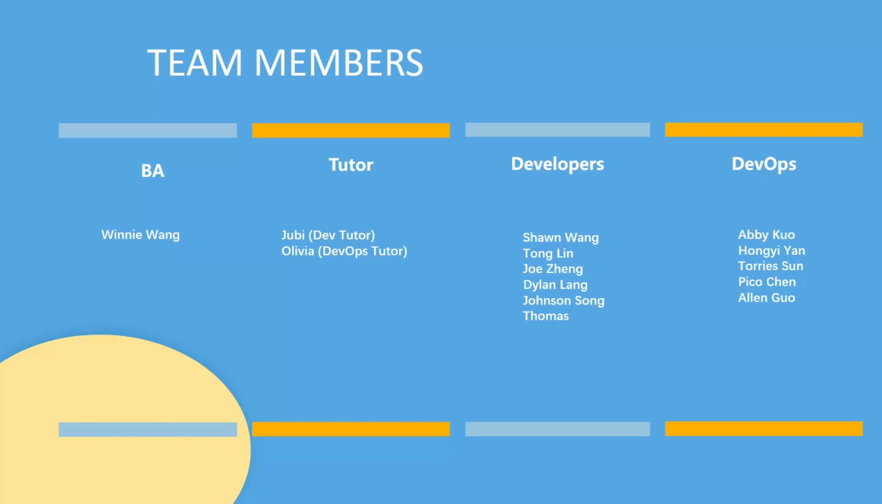Let me introduce our brilliant BA, Winnie Wang, and 2 tutors, Zhubi as deputy tutor, Olivia as deputy ops tutor. We also have 6 excellent developers and 5 devils. Together, we finished this project in 2 months and achieved our main goals.